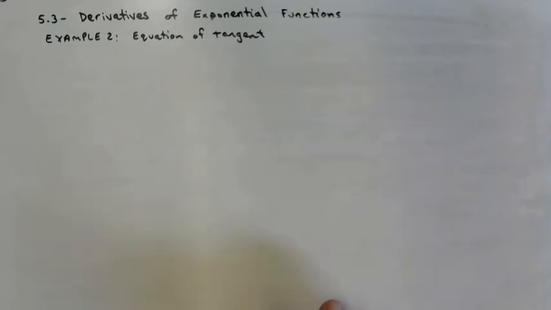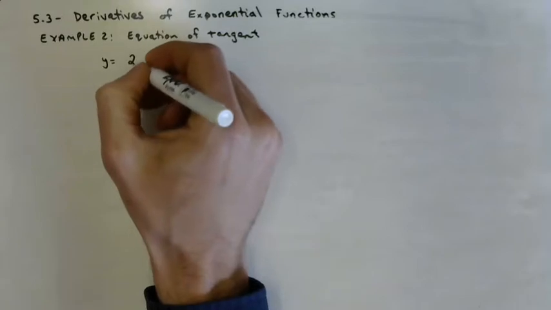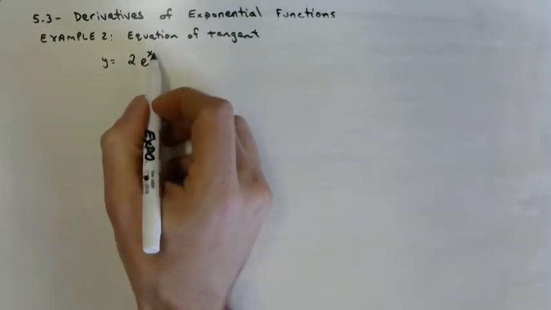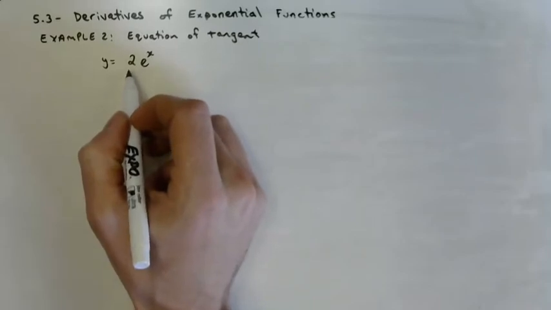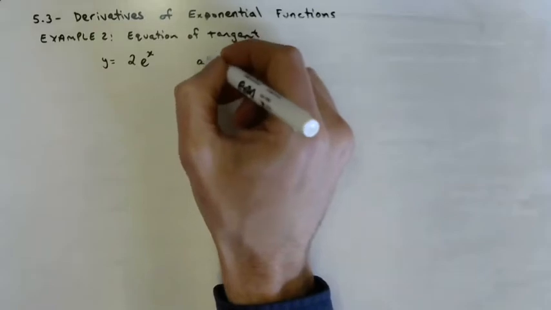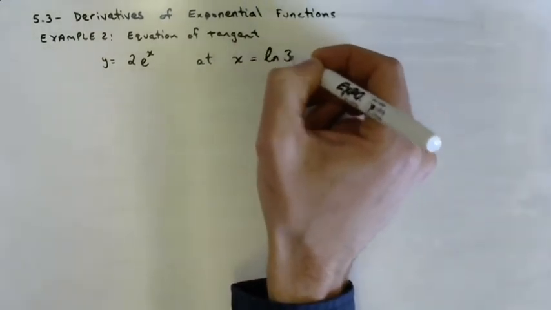All right, you knew it was coming. Example 2, equation of a tangent. So we have an exponential curve. Y equals 2 times e to the power of x. So we have y equals e to the power of x with a stretch of 2. And we want to find the equation of the tangent at x equals the natural log of 3.